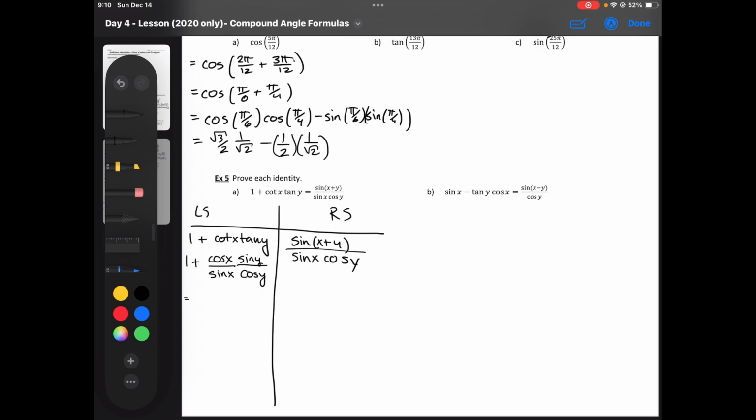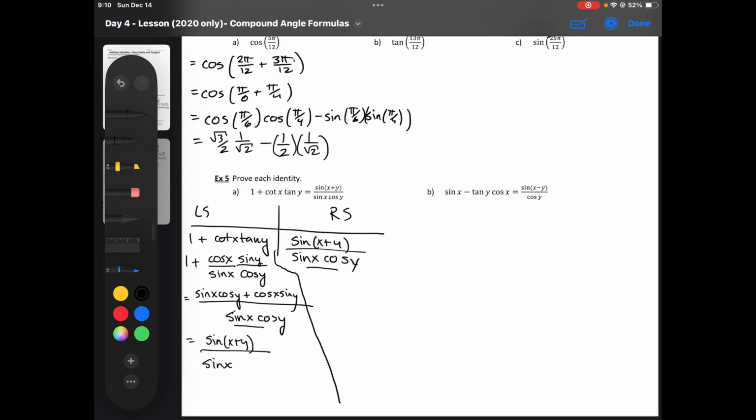Now I'm going to use a common denominator, which is going to sort of mess up my t-chart here. So let's go over like this. So I'm going to have sine x cos y plus cos x sine y all over sine x cos y. So this is my denominator. That piece is the same. And if I go back and check my identities, this top part is actually sine x plus y all over sine x cos y, which means that I have proven the identity.